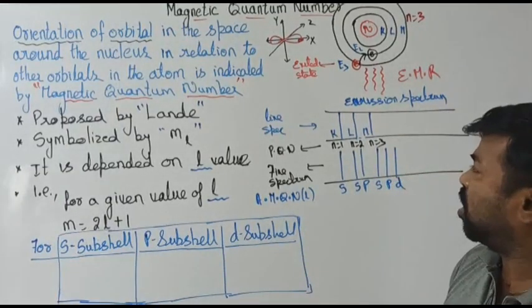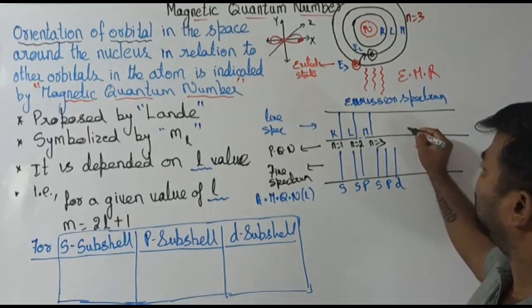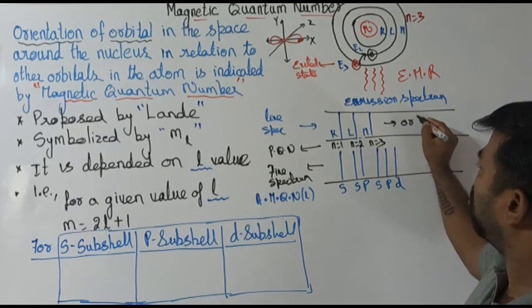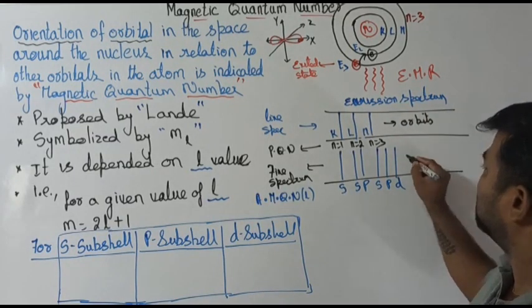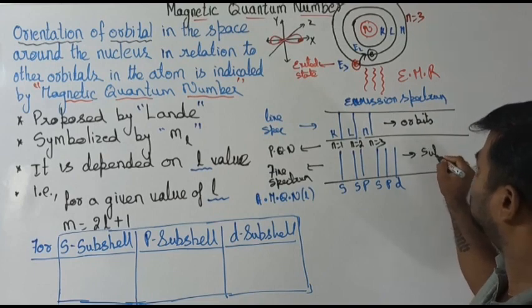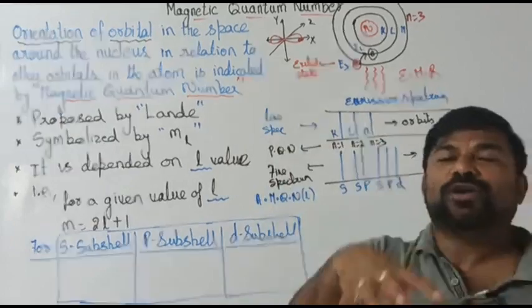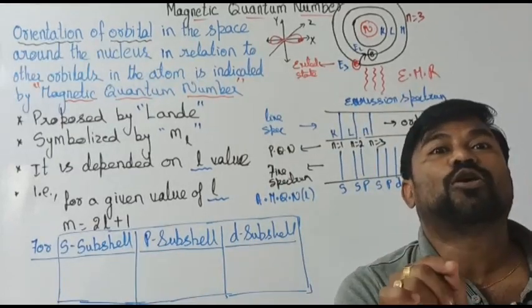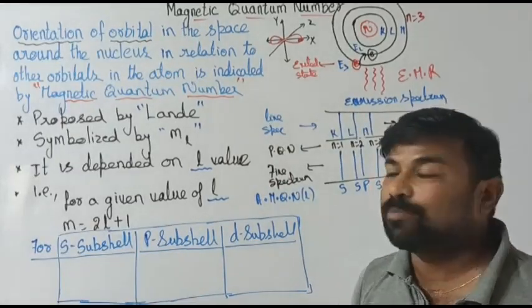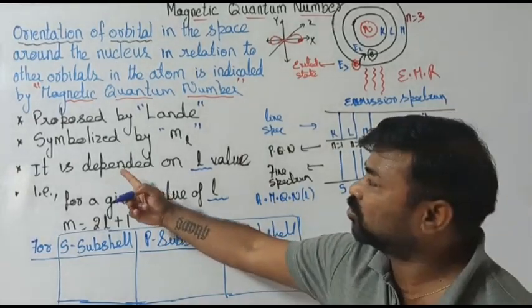Fine. These are nothing but the orbits we are talking about. These are nothing but the subshells. We are talking about the subshells here. Now we are talking about the orbitals.